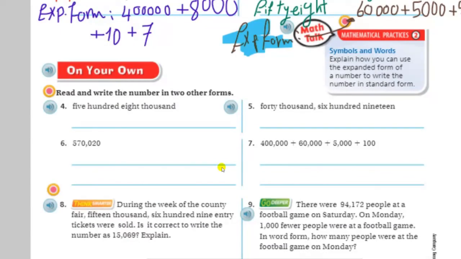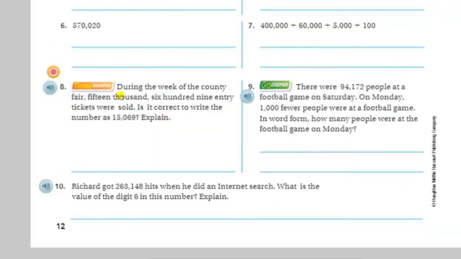Okay, let's move to the next question. Here, read and write the number in two different forms. It's the same thing. You can read it and write it by yourself. Okay, let's move to the next one. During the week of the country fair, 15,609 entry tickets were sold. Is it correct to write the number as this number and explain?